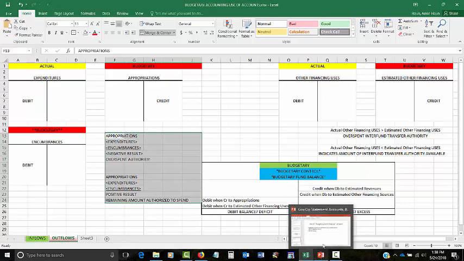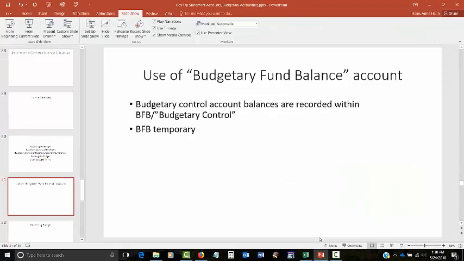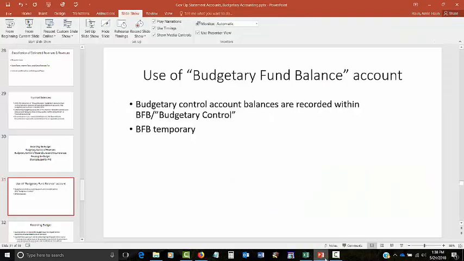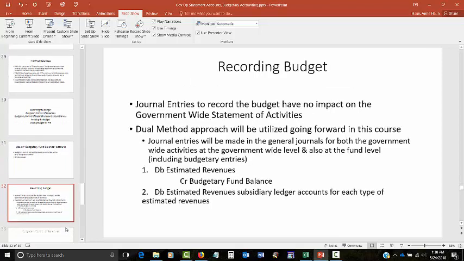I will load this Excel spreadsheet with these updated items for you, so be looking for it. This time I've renamed it and put budgetary accounting use of accounts. So there'll be a second one in addition to the one we looked at prior.